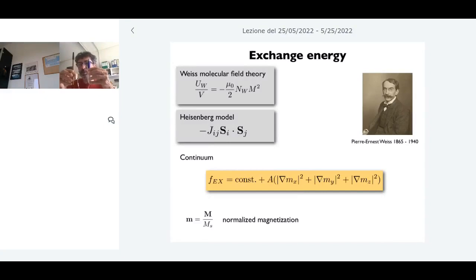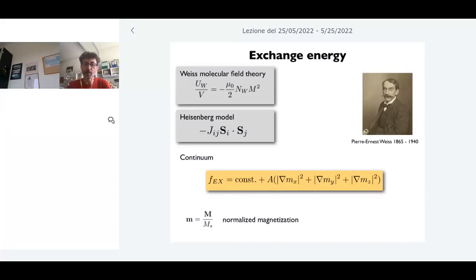If this constant is positive, it means that being parallel is the energy minimum. Again, but this is discrete. We have to take one magnetic moment or spin in a certain place, or atomic site, and the spin i is on one side and the spin j is on another side. This is discrete, and this is something we don't need. So we are asking, what is the continuum equivalent of the Heisenberg model?